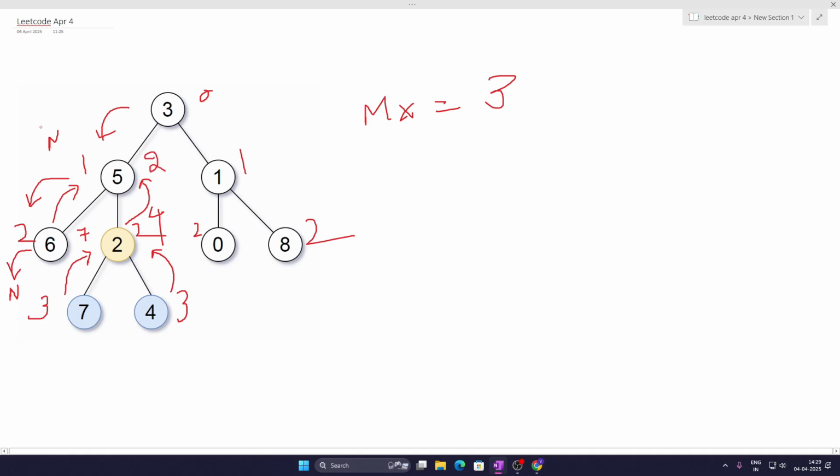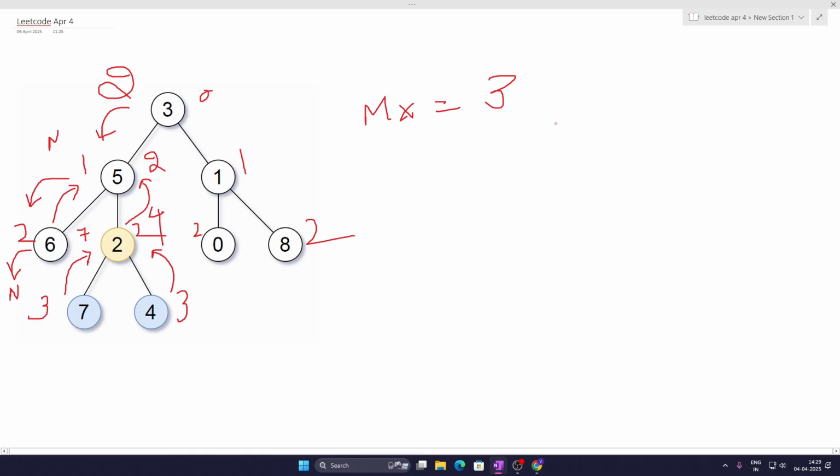At 5 we got two values, one is null and another is 2. Obviously we will return the not null value, so we will return 2 to its parent. So at the root now we have one value, that is 2, and we will check its right subpart. The right subpart is 1.